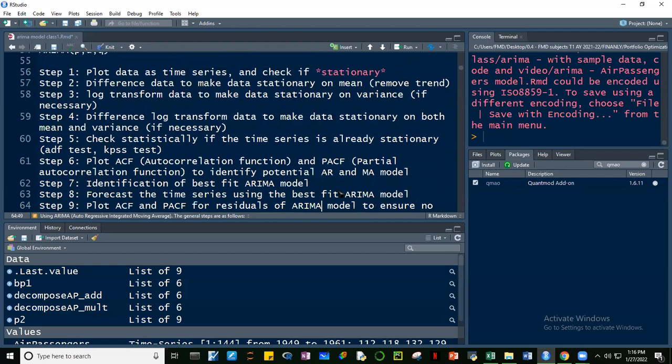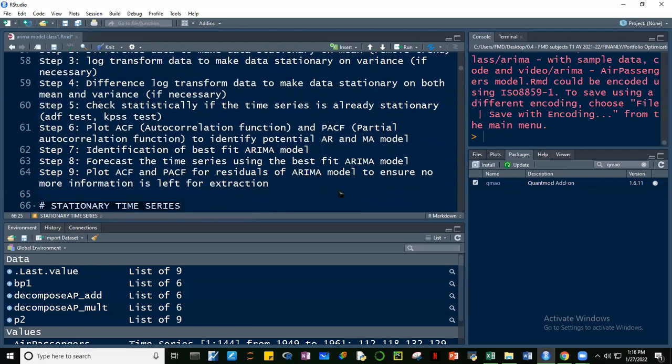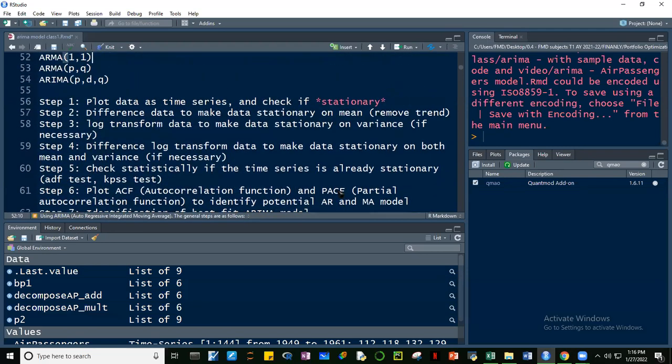So generally, guys, ito yung steps para to do time series. Number 1, of course, plot natin yung data. We have to look at the data.